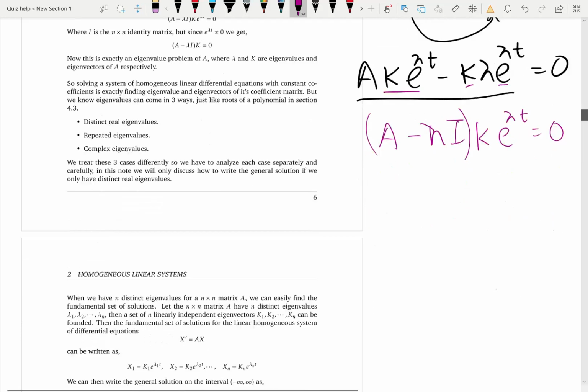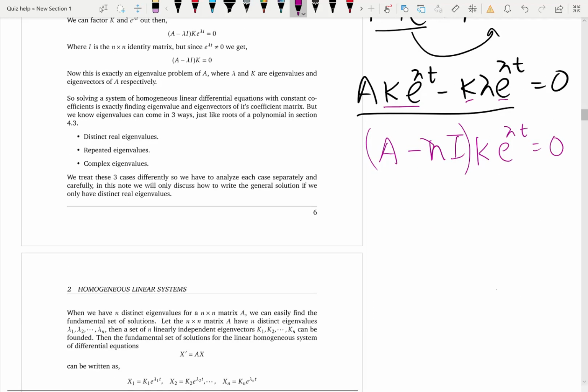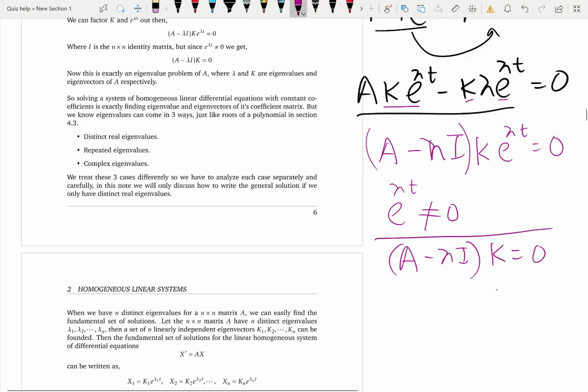Now we get a matrix equation. We are almost done. Now can e to the lambda t ever become 0? No, right? An exponential function never becomes 0. So we can divide both sides by e to the lambda t because you are not dividing by 0. So what you get is A minus lambda I times capital K equals 0. When you divide by e to the lambda t, 0 over e to the lambda t is 0. So what is this equation? This equation means lambda is an eigenvalue and K is an eigenvector.